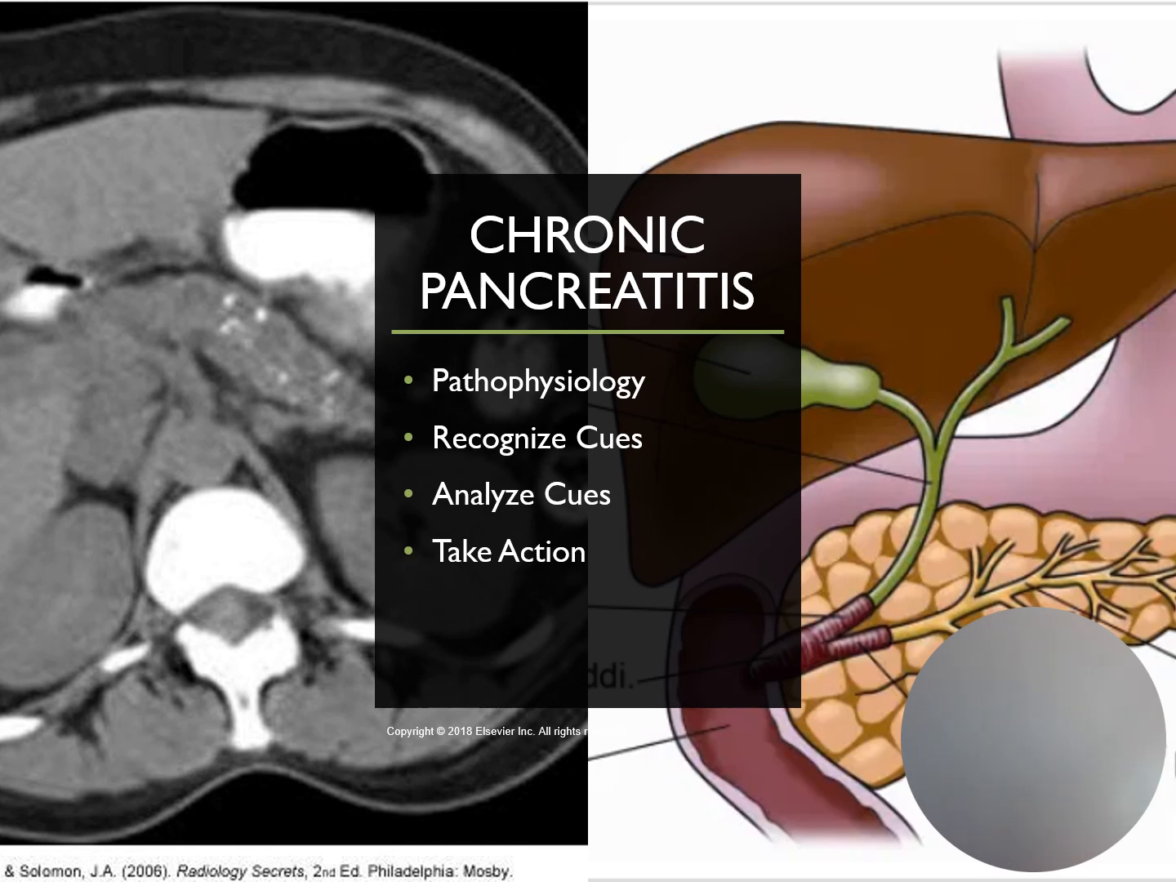Surgically, we don't really do this for chronic pancreatitis except in cases of ongoing abdominal pain, pancreatic abscess or pancreatic pseudocyst, or if the need for a cholecystectomy is required.